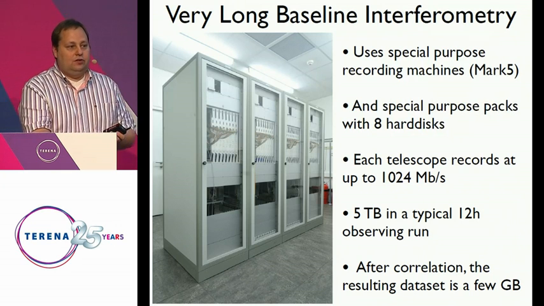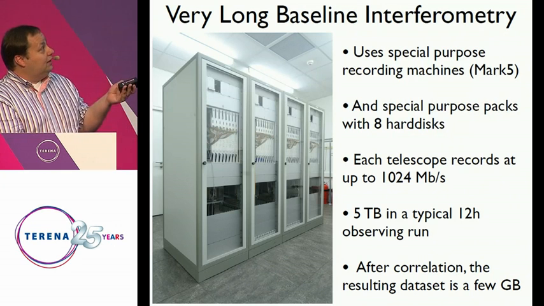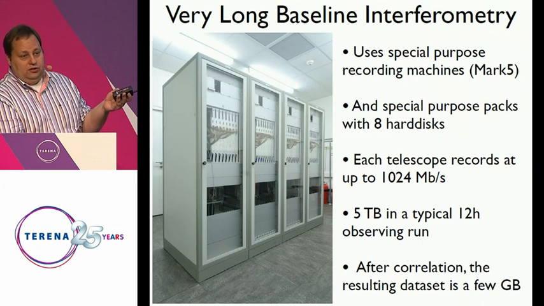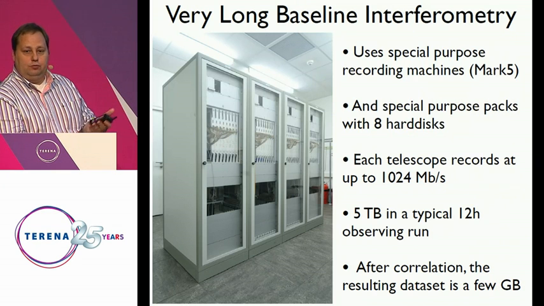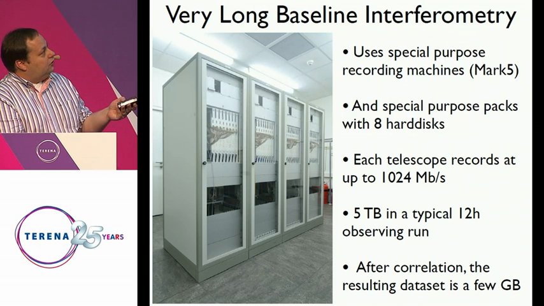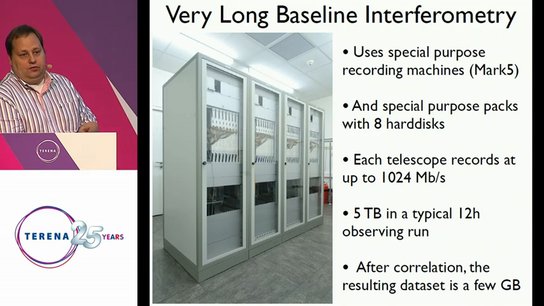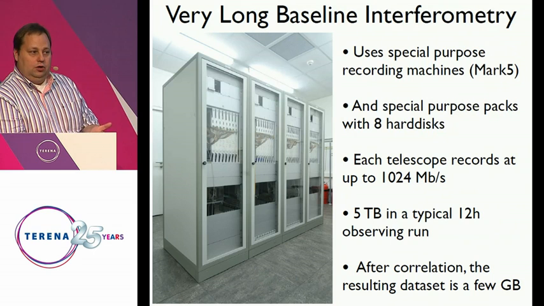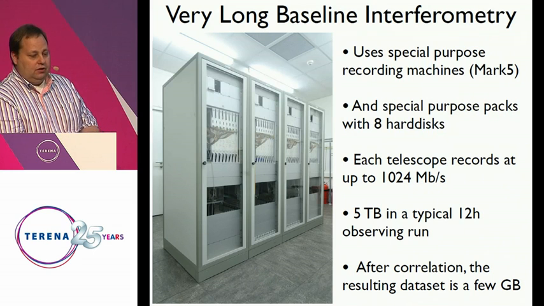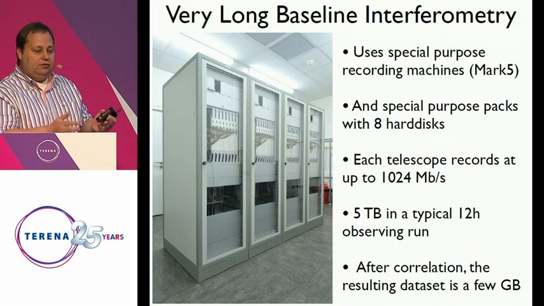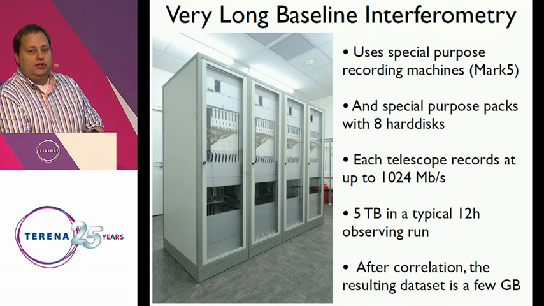And that's also why it's still so fast that at this moment we cannot even afford, more than a decade later, to replace it, for instance, by a full cluster of PCs, both in terms of space, cost, but also power usage. So the telescopes record the data at rates at this moment up to 1024 megabit per second. We store them on special purpose packs with 8 hard disks, and they get sent to GÉANT.